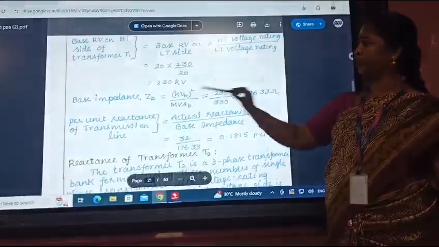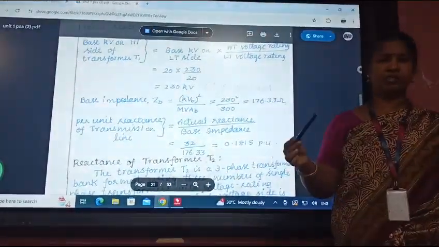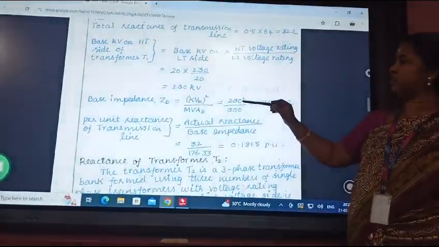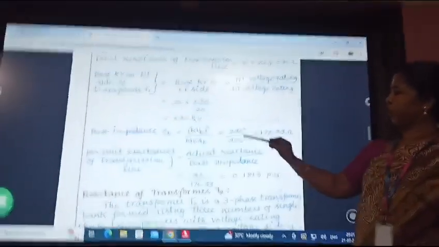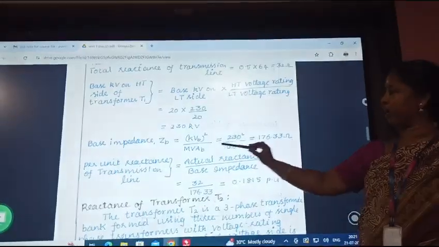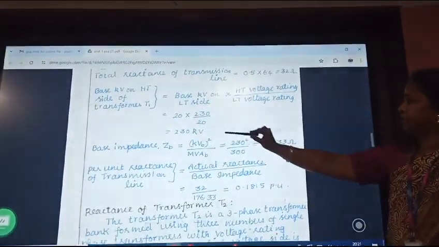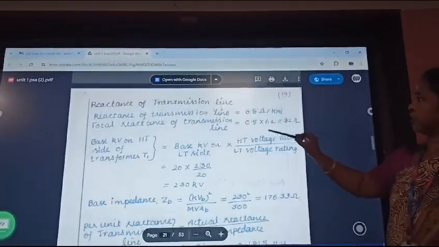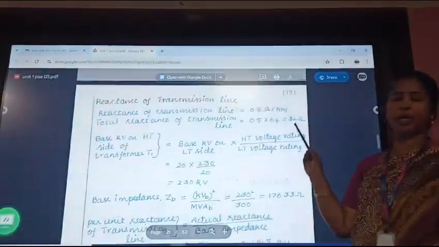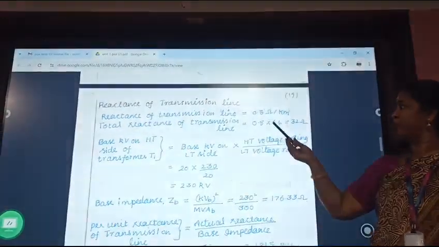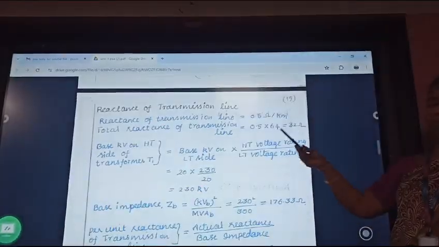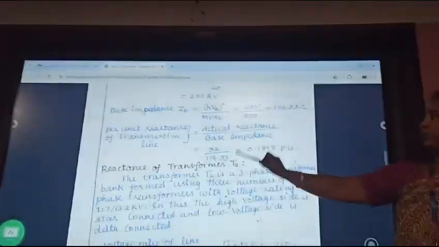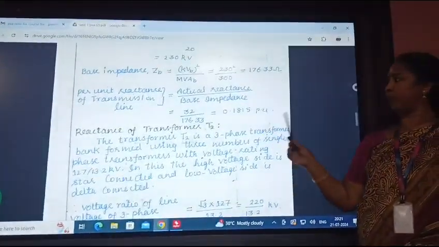Then with the help of this, you find the base impedance. Since per unit impedance is actual by base, if you find the base impedance you will be able to find the per unit impedance. The base impedance is kV squared by MVA. The MVA throughout the system is 300 MVA and the kV is 230, which we found here. So it is 176 ohms. The actual reactance is 0.5 ohms per kilometer. For 64 kilometers, 0.5 into 64 is 32. So if you substitute actual as 32 and base as 176, you get 0.1815, which is the per unit reactance.